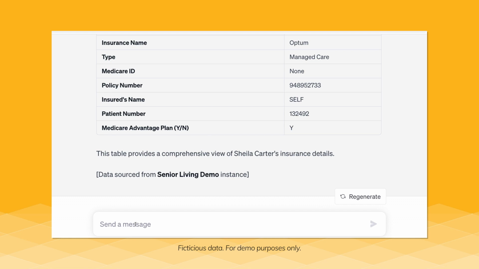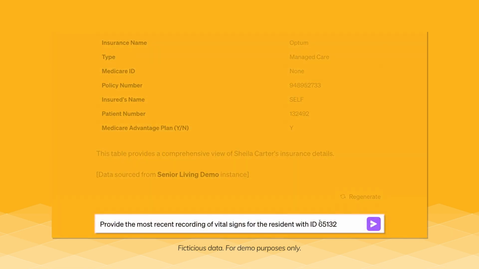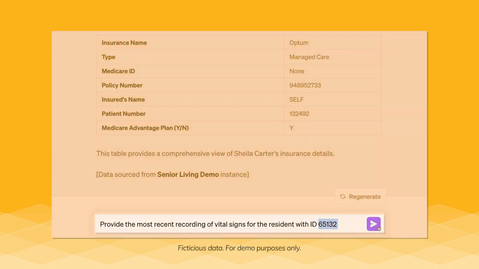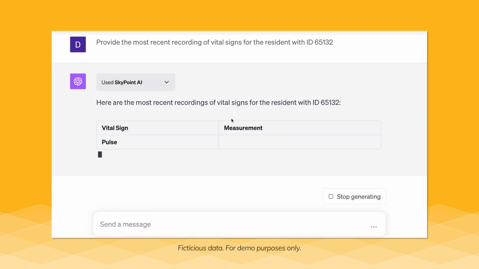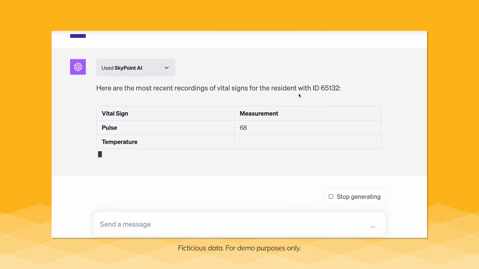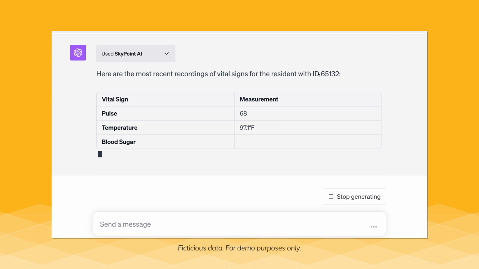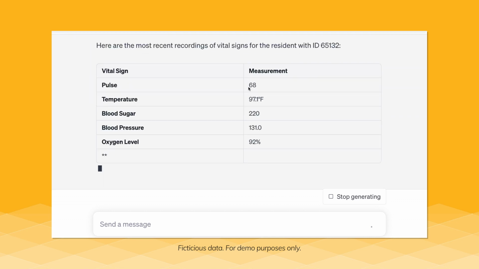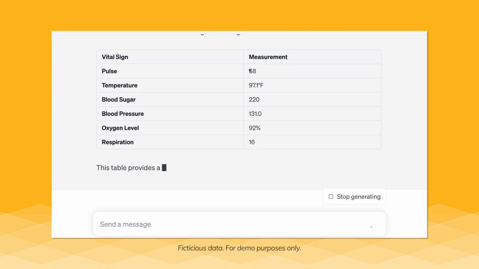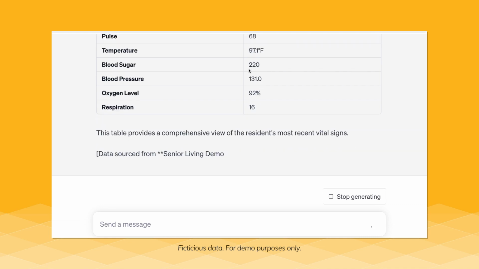What if we don't have a name? What if we just have a particular ID number? So I want to know the recent vital signs for a resident with this particular ID. So here's the most recent recordings and vital signs for the resident with this particular ID number. All of this is being pulled from our EHR records. So this is structured data being pulled right from your data sources.